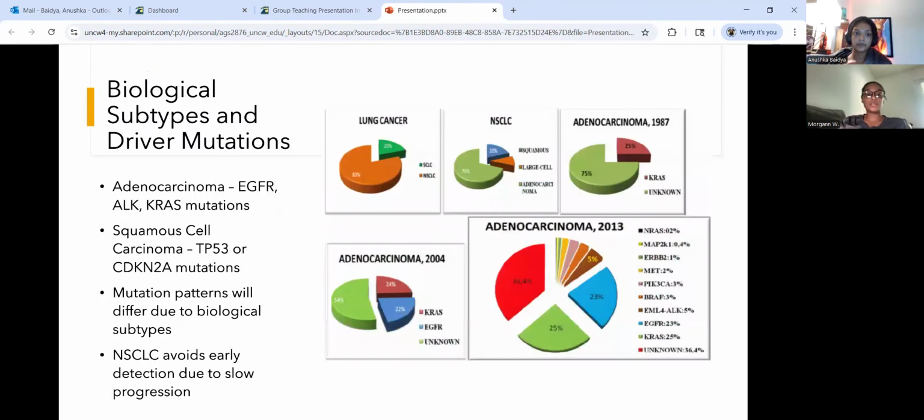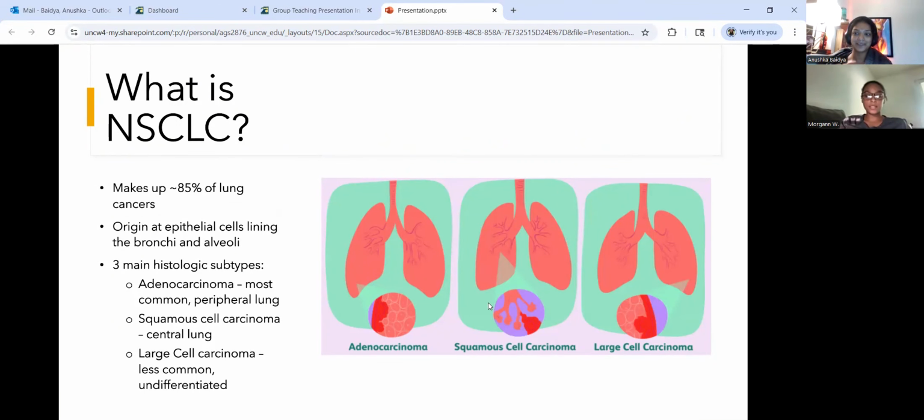Going back to the squamous cell carcinoma. Squamous cells are basically flat cells that are on the surface of the epidermis, as well as within body cavities. So this type of lung cancer specifically affects the cells that are within the body cavities, which in this case would be the lungs.